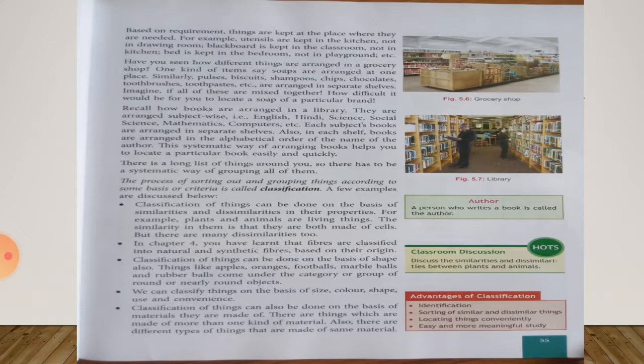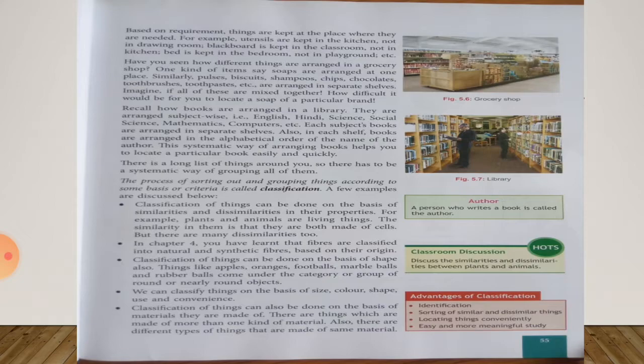So we have seen in the first point that things are classified on the basis of their similarities and dissimilarities, as both plants and animals are living things. One of the properties of being alive is similar in both plants and animals, while many dissimilarities are also found in these two living things.